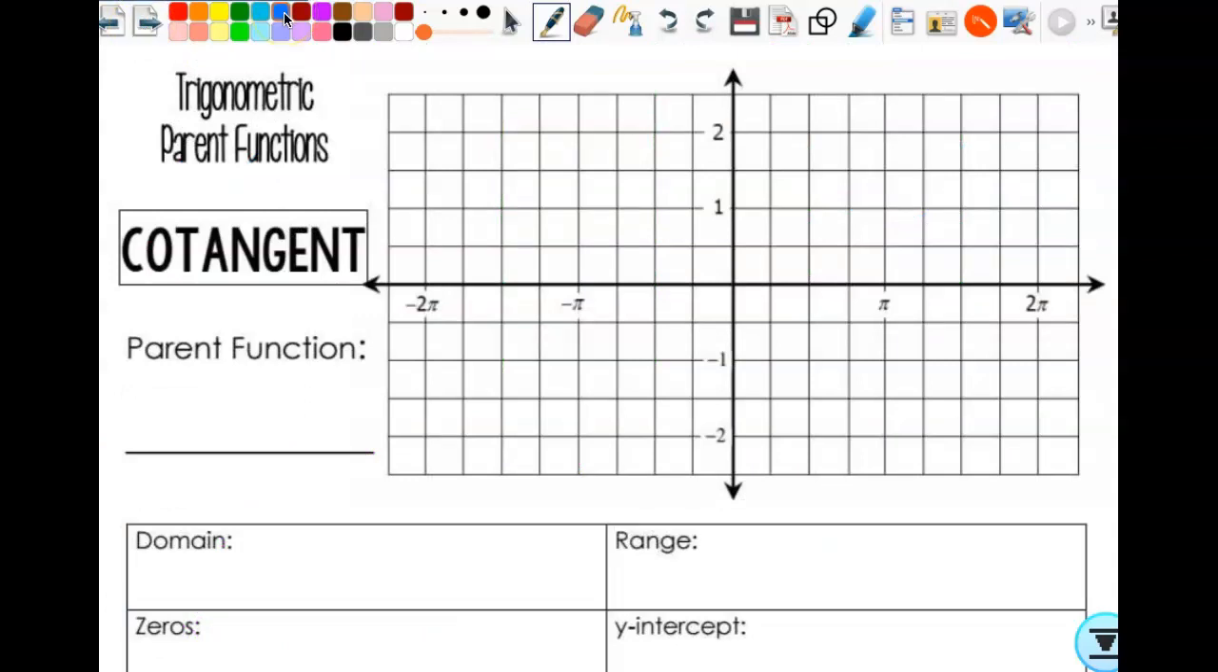Cotangent is the reciprocal of what? Tangent. So the cotangent of x is equal to 1 over the tangent of x. F of x equals cotangent of x. All right, so we are going to sketch in over here one cycle of tangent, which means it looked like this, using our tangent parent function.